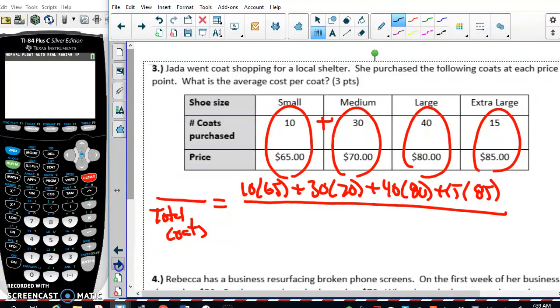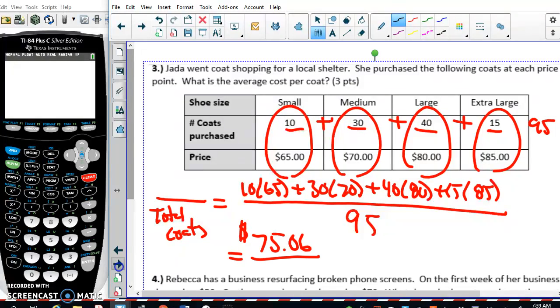So she buys 10, 30, 40, 15. So what's that? 40 and 40, right? This is 10, 40, 80, 95 total. So dividing that by 95. And when you do that, you get 75.06. That's how much her average cost per coat is.